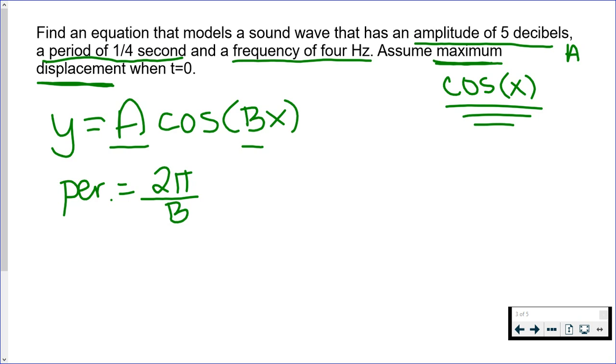Well, we don't know b, but we do know the period is 1/4. So I can set the period formula equal to 1/4. If we cross multiply, we have our b value. So b times 1 would be b. 2 pi times 4 is 8 pi. So now we have A and B and we're done.